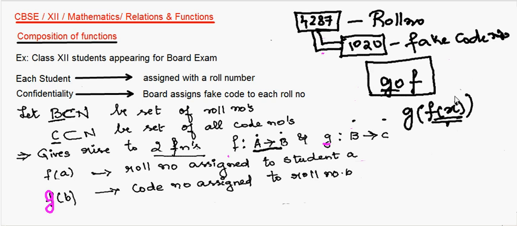So always remember, the second function is represented first, followed by the first function. Now in this case, first the roll number will be assigned, then G of that, that means for this roll number the code number will be generated. So I hope you have understood what is composition of function. Now let's move on to the definition.